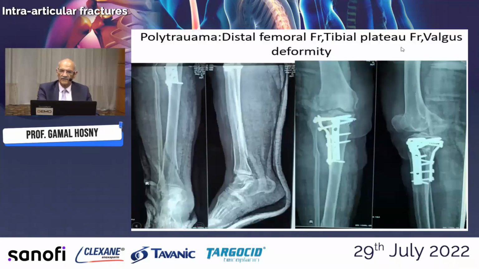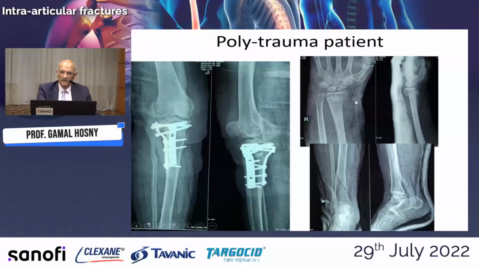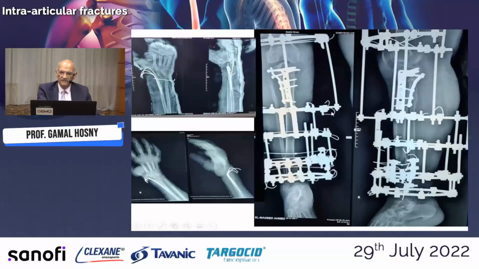Polytrauma patient, distal femoral fracture, proximal tibial fracture, and valgus deformity, and tibial fracture again in one patient. And we have distal radial fractures. Again, we can put the frame on and we fix the intra-articular fragments. We correct the valgus deformity and we correct the distal tibial fracture. Again, closed reduction techniques using multiple wires in the lower radius.